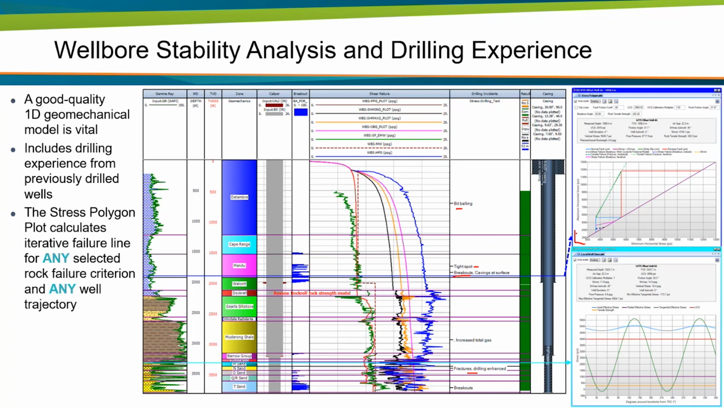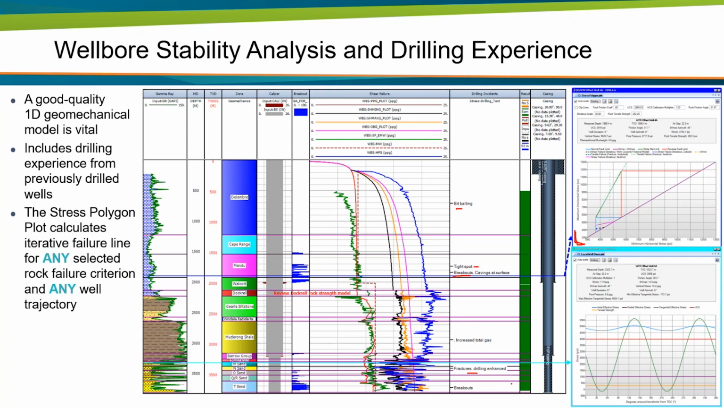Now, the nice thing about this stress polygon plot is that it's not only valid for linear Mohr-Coulomb failure and for vertical wells, but actually for any failure criterion you select, including the modified Lade criterion. And it's also valid for any well trajectory, including horizontal wells.